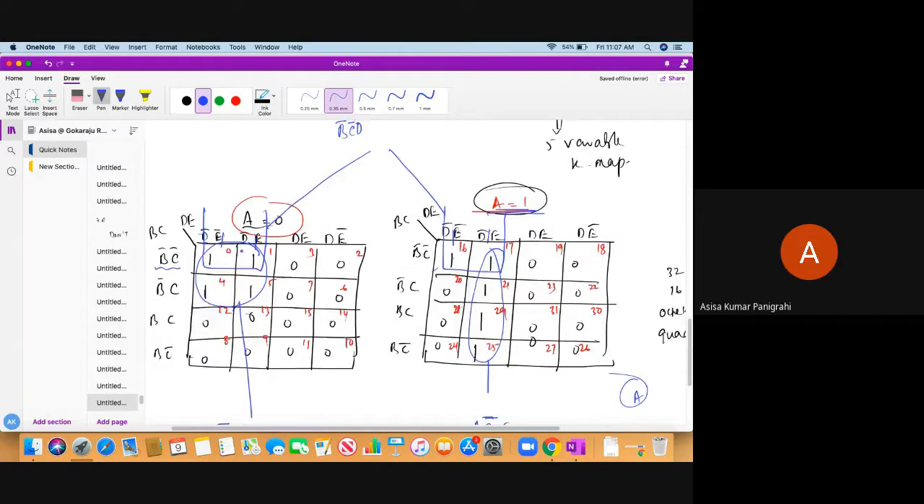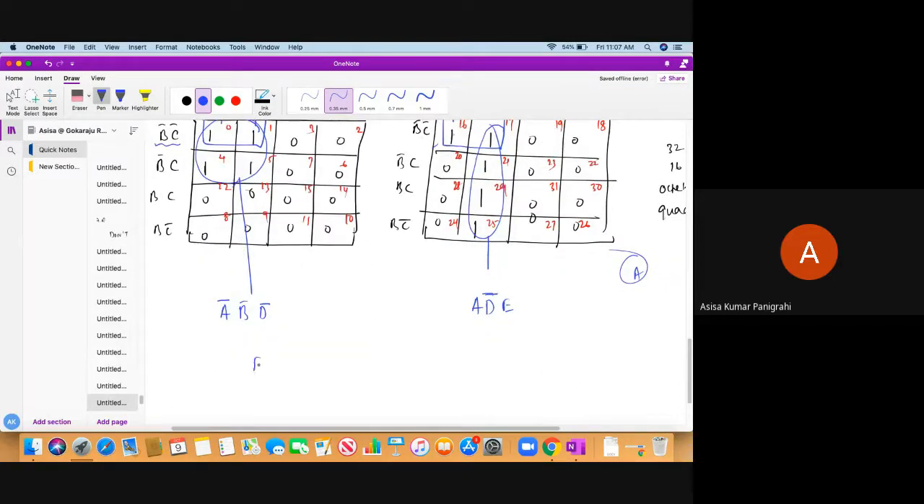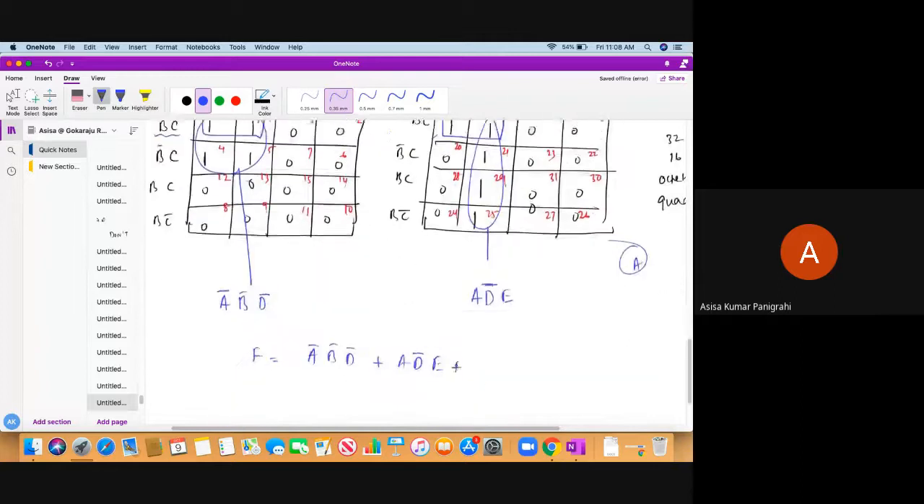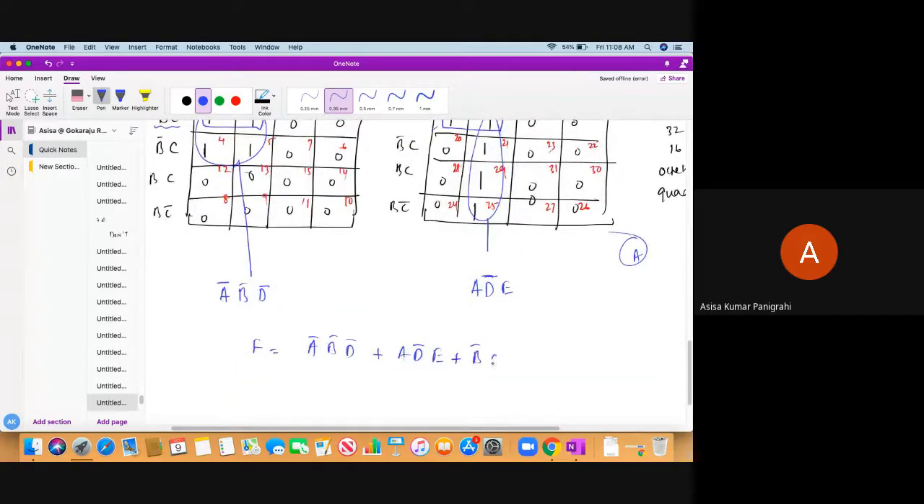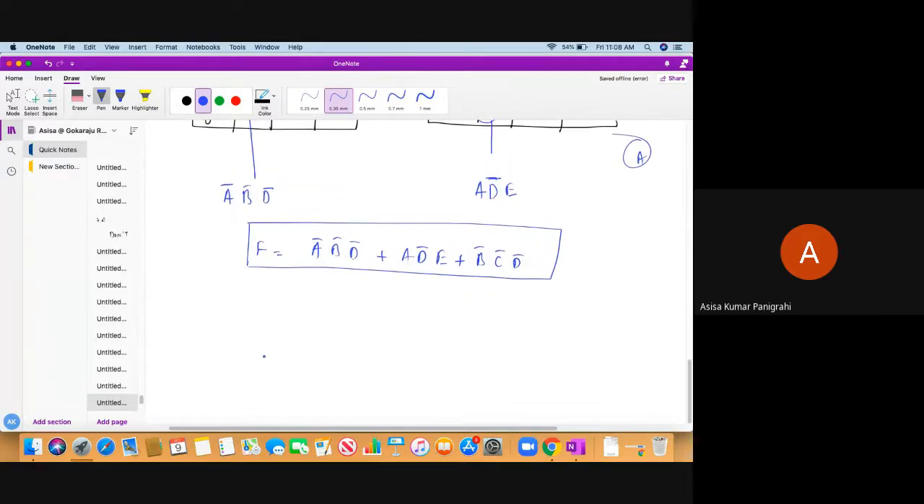So finally, we have got our simplified version: A bar, B bar, D bar, A, D bar, E, or B bar, C bar, D bar. Okay, so this is the minimized form. You can realize it using 5 variables A, B, C, D, E. Okay, any doubt on this, students? Please let me know. This is very important.